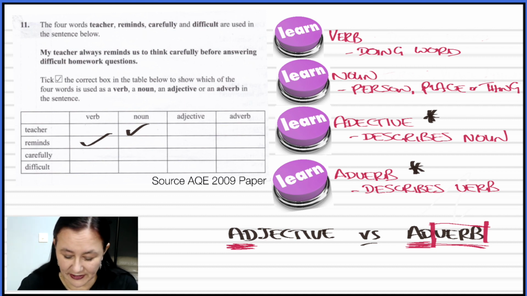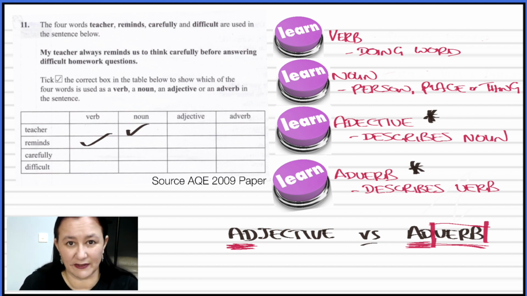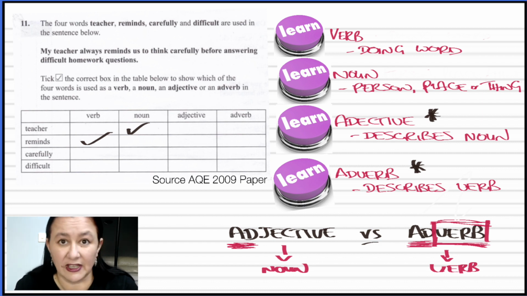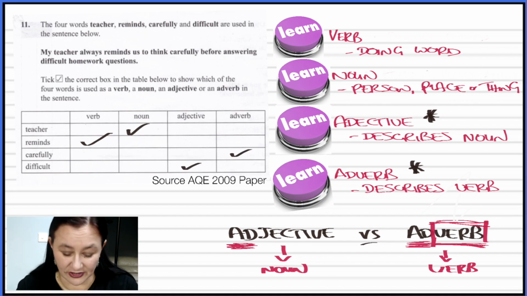So by definition, if the child's ever confused, they can think, well, it can't be the verb because the adverb describes the verb, so the adjective has got to be the noun. So on that basis, we're really looking at the adjective in this particular case. It says the teacher reminds us to think carefully before answering difficult homework questions. So difficult is the adjective because it's describing the homework questions. And the adverb is carefully, because it's describing how we should think.